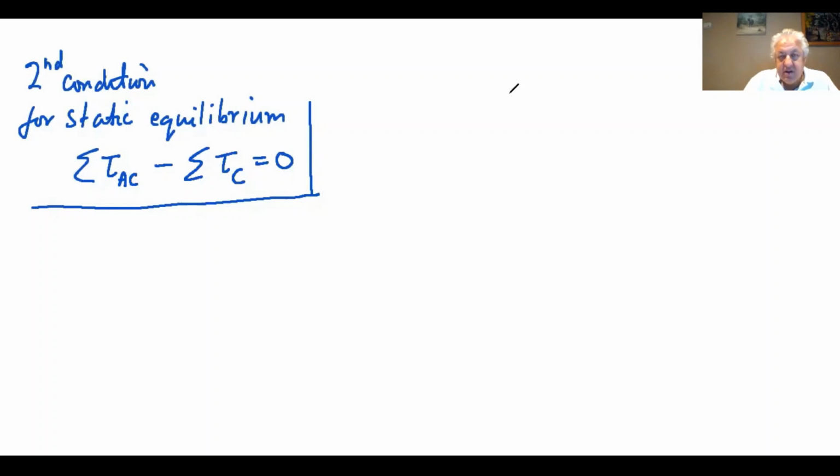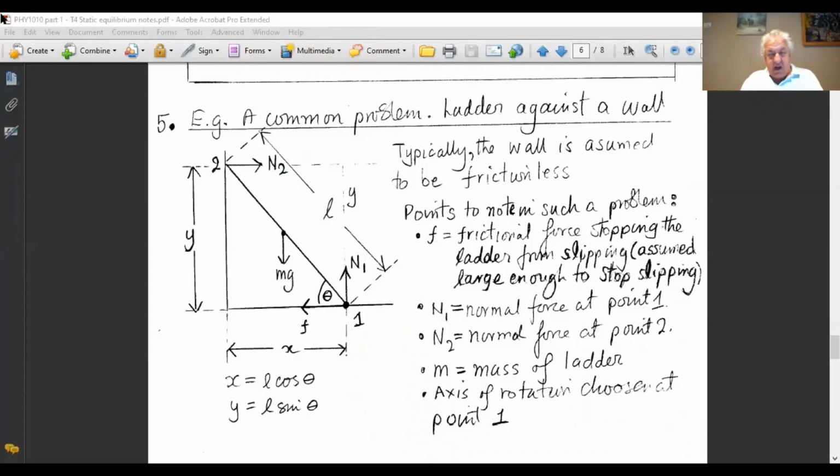So let us go to the notes. We'll be doing a lot of examples in the tutorials anyway, where I'll show you how these conditions work. But this is a typical problem then. This is a ladder resting against the wall. We assume the wall is frictionless, but the floor is not. And it's the friction in the floor which stops the ladder from slipping. We've got the weight of the ladder that acts, and we've got the normal reaction of the ladder on the floor, and the normal reaction of the ladder resting against the wall. So these are the forces that are acting.